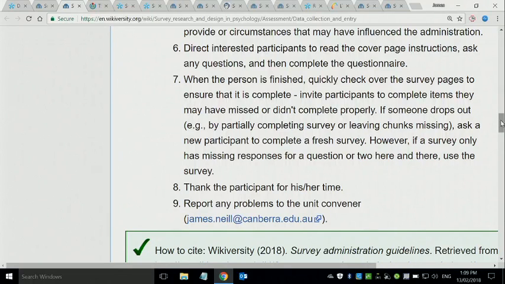Encourage them to read the instructions. Now, I know a lot of people, the first thing they do when they get a survey is just turn over the instructions, but all you can do is direct them to it and encourage them. And if they've got any questions, to ask you when they've finished.